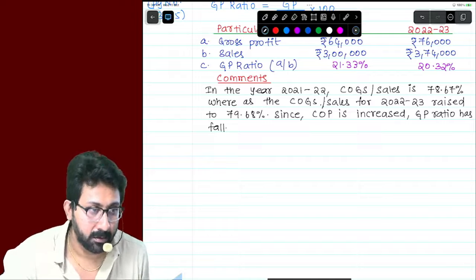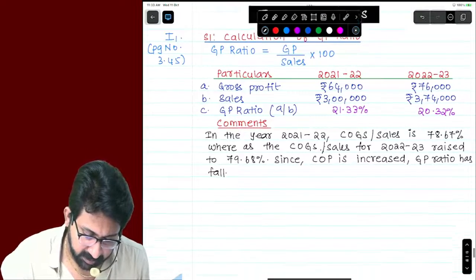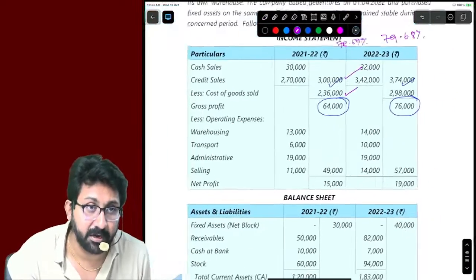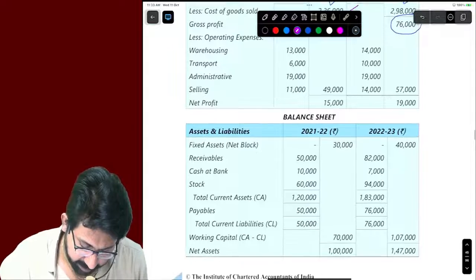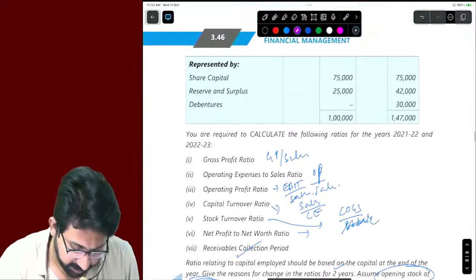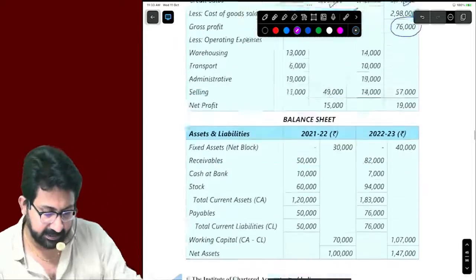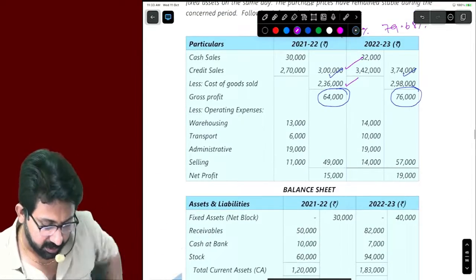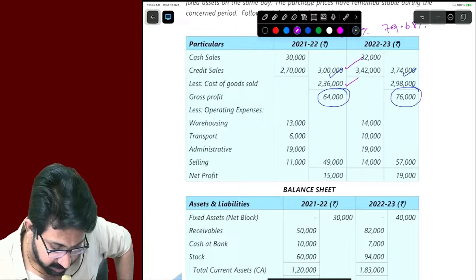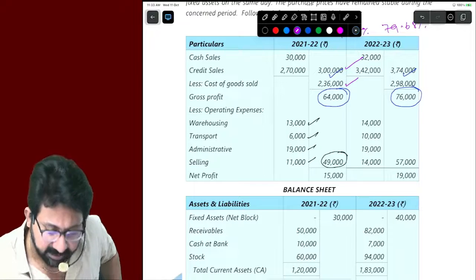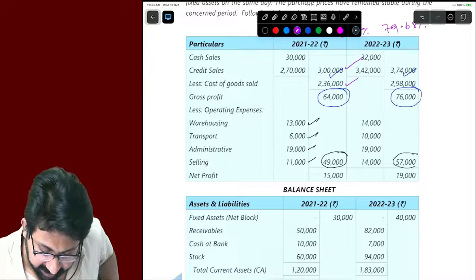Okay? Next. What is the step 1 we completed, everyone? Which ratio we completed now? Gross profit ratio completed. Like this we need to complete. Tick this, first one completed. What is the second one? Operating expense. I will ask you one question, answer. Listen. 13, 6, 19, 11. Totally how much is it?